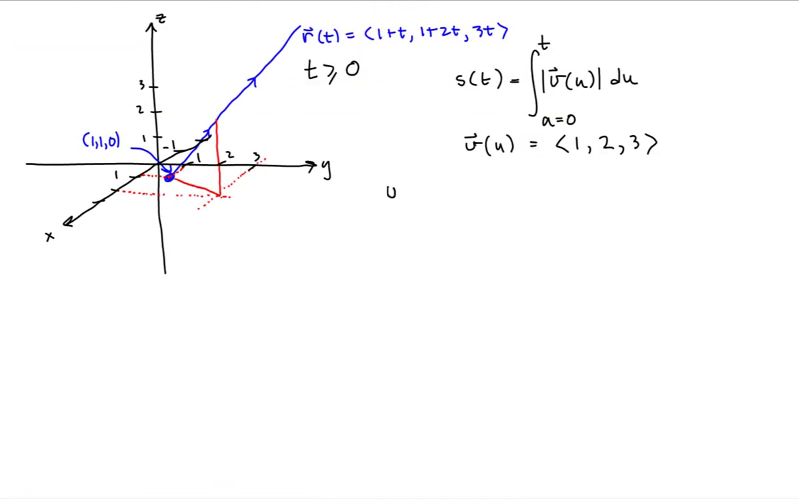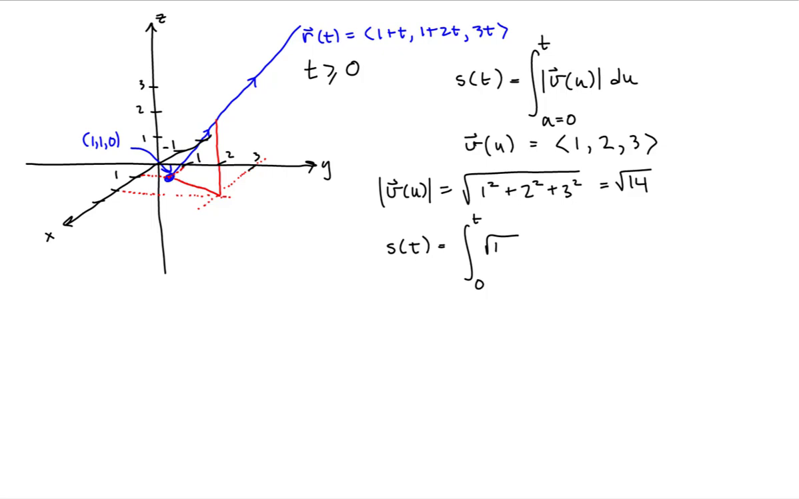Now that we have our velocity function, let's calculate its magnitude. The magnitude of the velocity is equal to the square root of the sum of the squares of the components of the velocity. This is equal to the square root of 14. So now we have the arc length function is the integral from 0 to t of the square root of 14 du. Well, when we evaluate this, the square root of 14 is a constant.